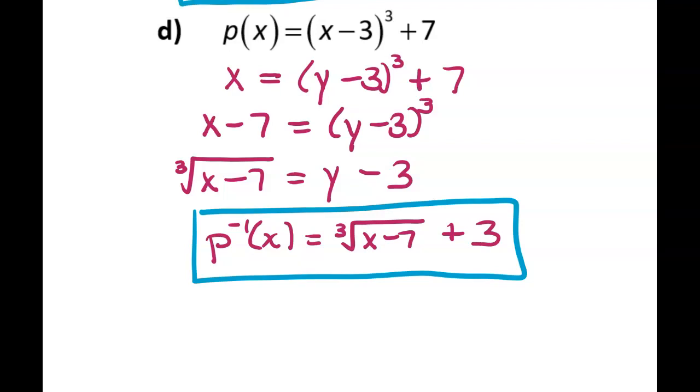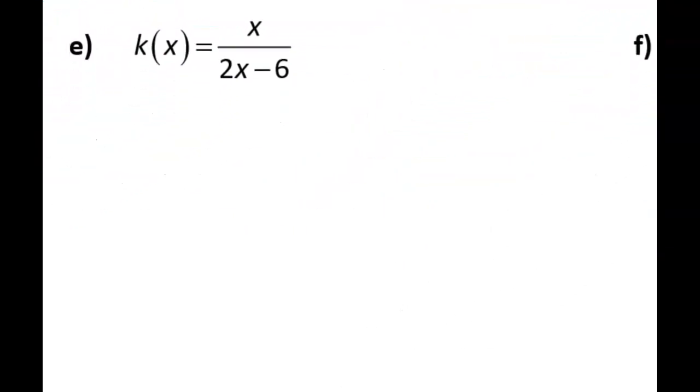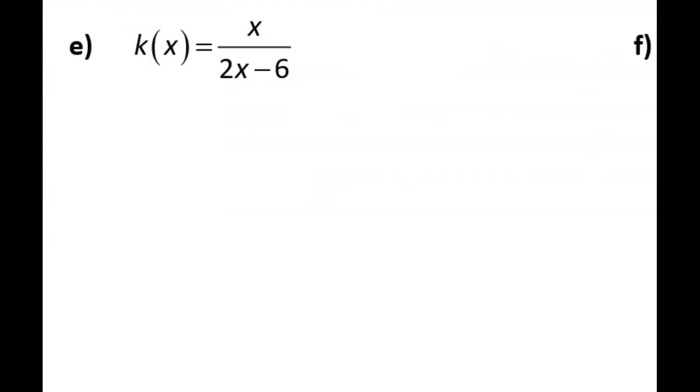All right, now let's take a look at a different type of function. Now we're going to look at a rational function, polynomial in the numerator and in the denominator. I'm going to do two steps at once. I'm going to replace k of x with y and also interchange the x and the y values. So x equals y over 2y minus 6.